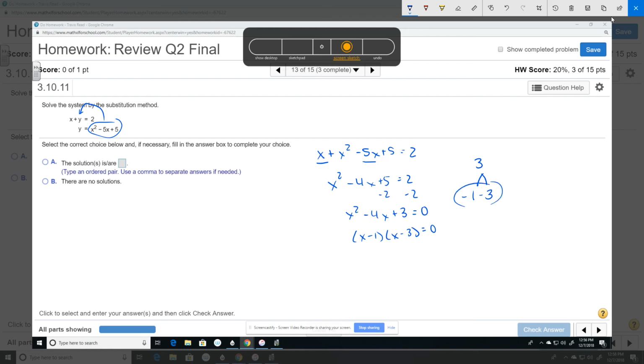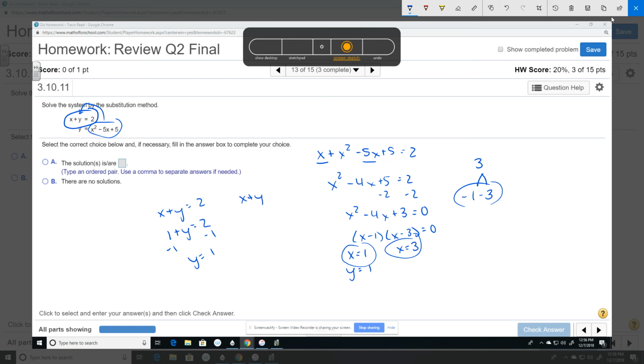So if x minus 1 equals 0, remember our shortcut is to take the opposite. So x equals 1 and x equals 3. And I can plug those in. I would plug them into that first one. X plus y equals 2. I'm going to replace my x with a 1. 1 plus y equals 2. And if I minus 1 from both sides, y equals 1. So when x equals 1, y is equal to 1.